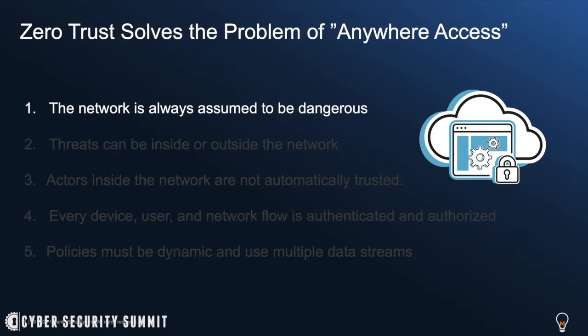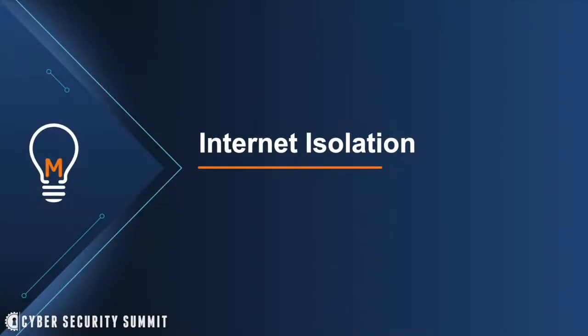Now, here's the key. If you can prevent threats at the source by being able to stop people from entering their credentials into a phishing website, you'd make your network vastly more secure. At Menlo Security, we believe internet isolation addresses the security concerns of Zero Trust Principle 1, that the network is always assumed to be dangerous.